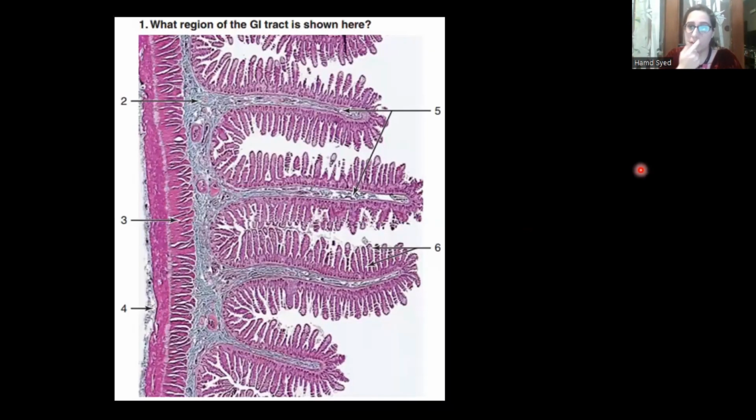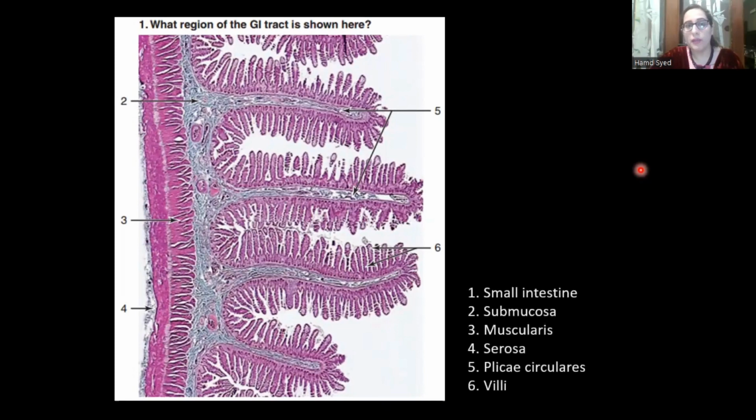Here is a flashcard showing a tissue stained section, and we need to identify the region of the GI tract. After listening to today's discussion, I'm sure you can identify this as the small intestine, in which number 5 represents the plicae circularis. Within the mucosa, these finger-like projections are the villi. Beneath it, number 2 is the submucosa, number 3 is the muscularis, and number 4 is the outermost serosa.